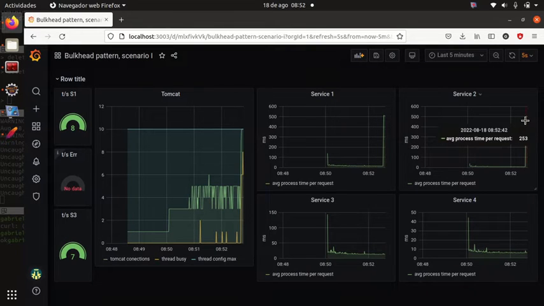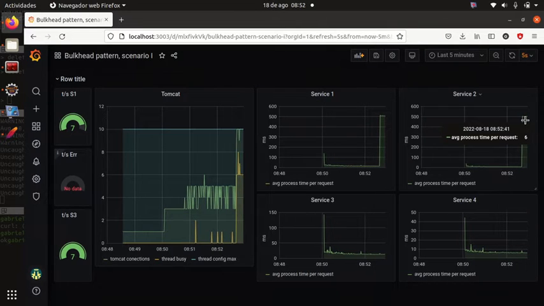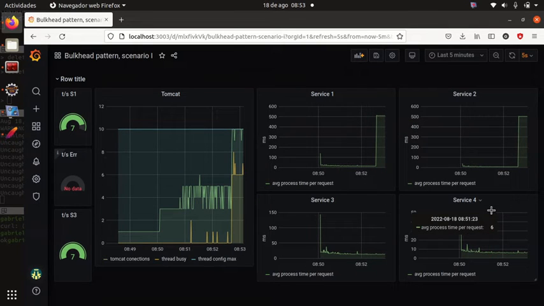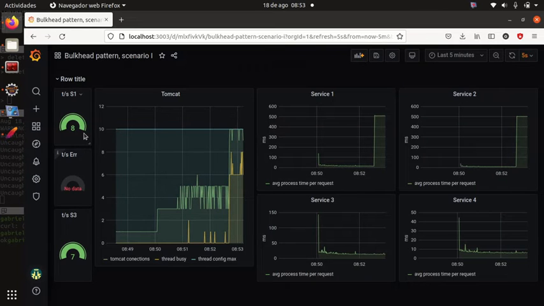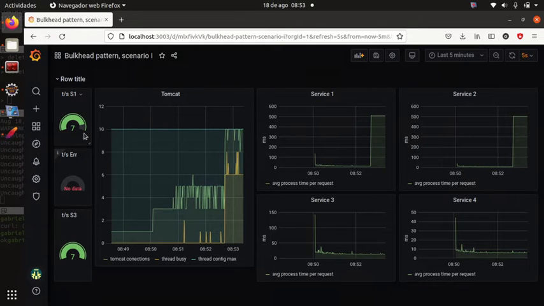Now, service 2 takes 500 milliseconds to process each request. Also, service 1 takes that time because service 1 depends on service 2. But service 3 and service 4 remain the same. And the number of transactions that we are processing seems to have stayed the same, 14 transactions per second.